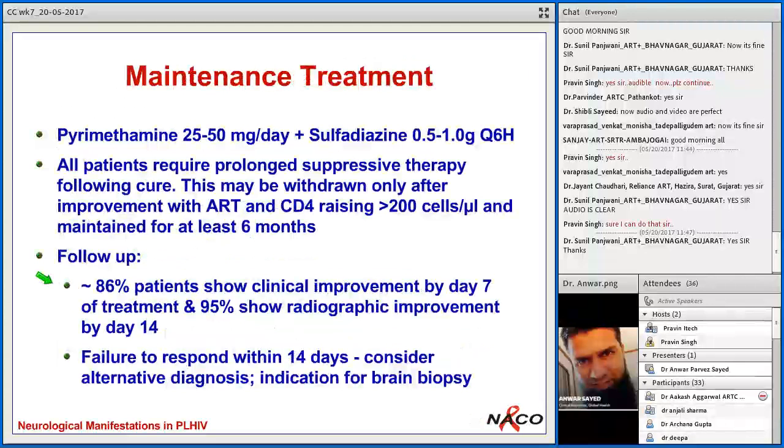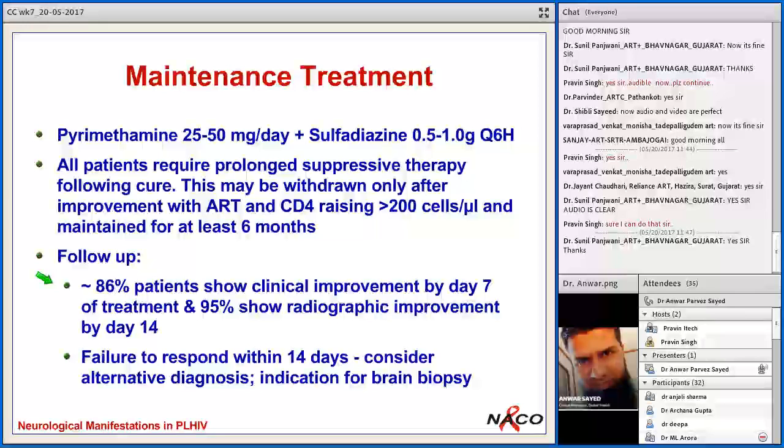Like cryptomeningitis, even in toxoplasma we have a maintenance phase. This is again a long maintenance phase. Pyrimethamine at half of the earlier dose, and sulfadiazine again half of the dose. All patients require prolonged suppressive therapy, maybe for 3 to 6 months, or at least until CD4 goes above 200. 86% of the patients show clinical improvement by the 7th day, and this is very drastic.